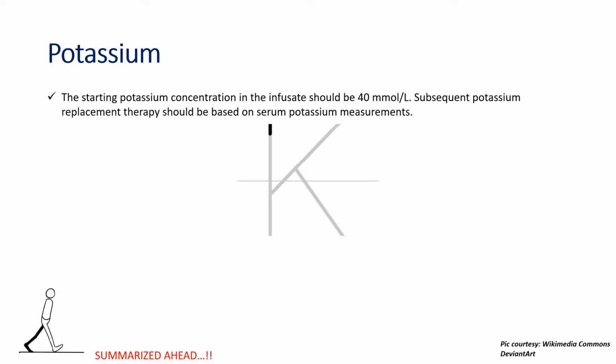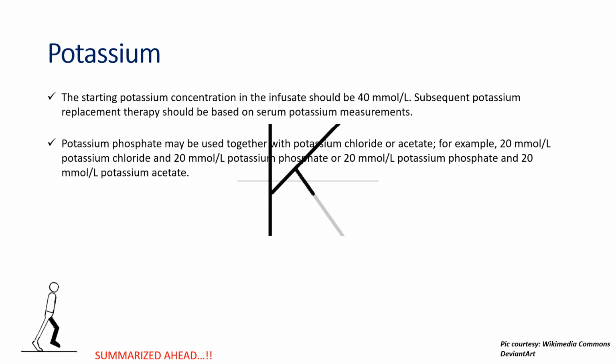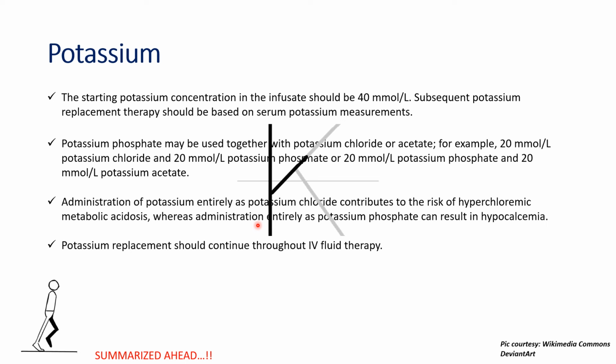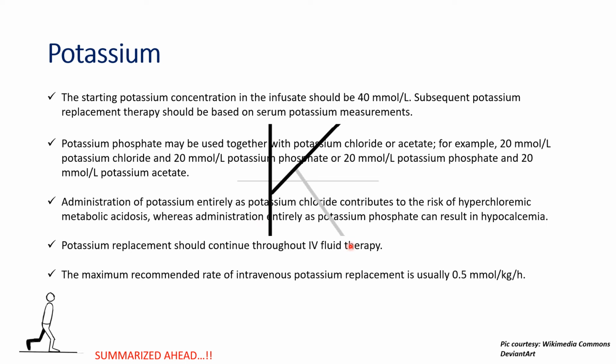The starting potassium concentration should be 40 millimoles per liter in the infusate, and subsequent management depends on the serum potassium levels. Potassium phosphate may be used together with potassium chloride or acetate. For example, 20 millimole per liter potassium chloride and 20 millimole per liter potassium phosphate, or 20 millimole per liter of potassium phosphate and 20 millimole per liter of potassium acetate. Administration of potassium entirely as potassium chloride contributes to the risk of hyperchloremic metabolic acidosis, and potassium replacement should continue throughout the IV fluid therapy.